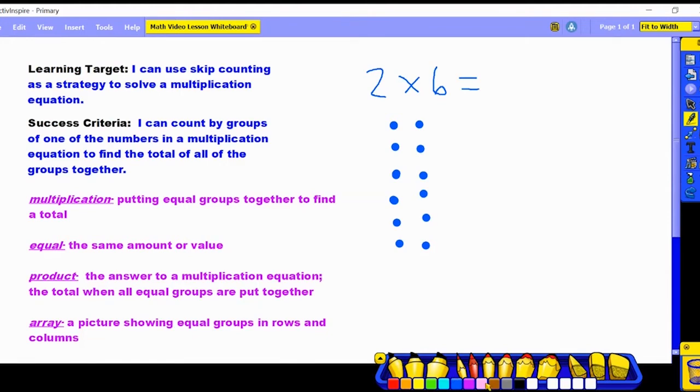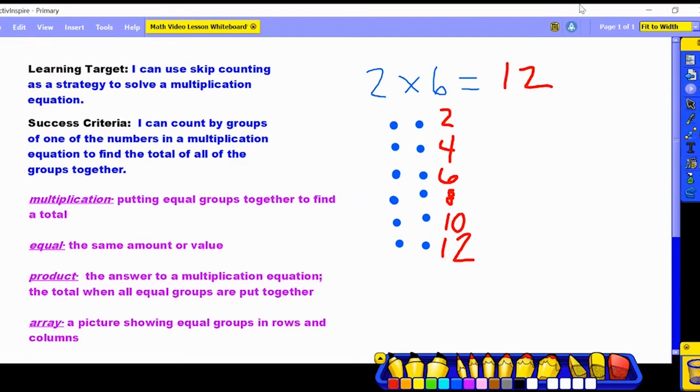And let me go ahead and I'll write the numbers I said next to those rows again so you can see. 2, 4, 6, 8, 10, and 12 is our total for 2 groups of 6 or 6 groups of 2. Okay, how did you do?